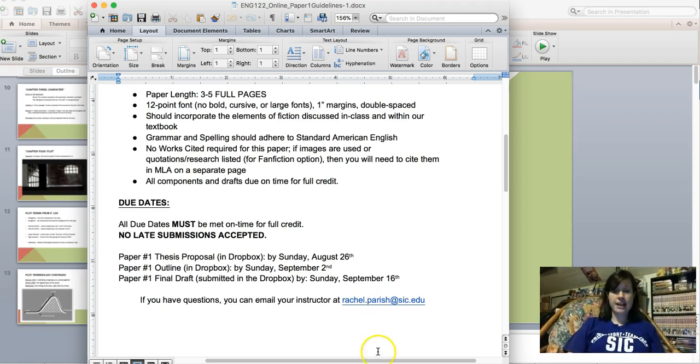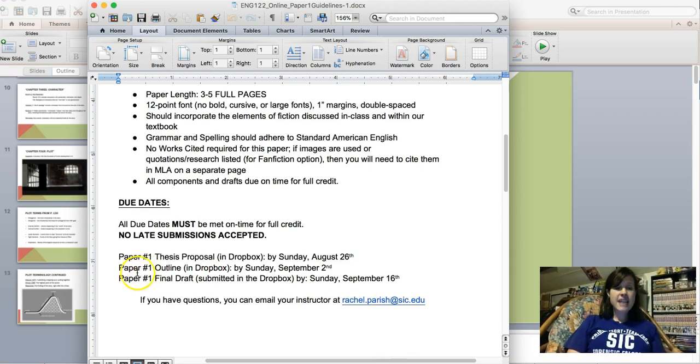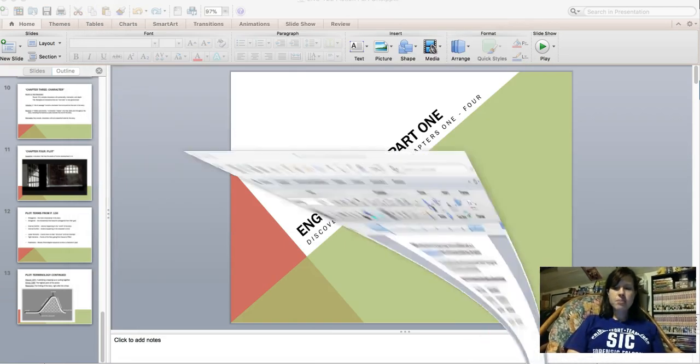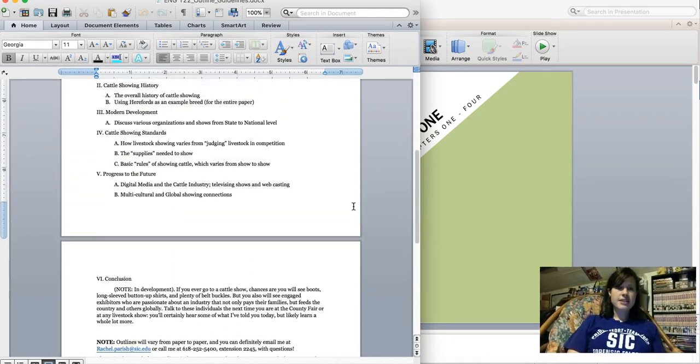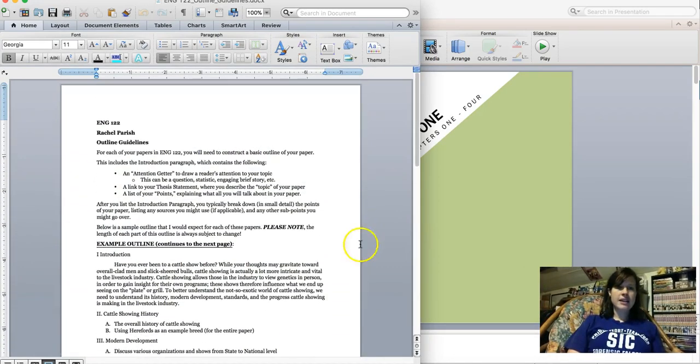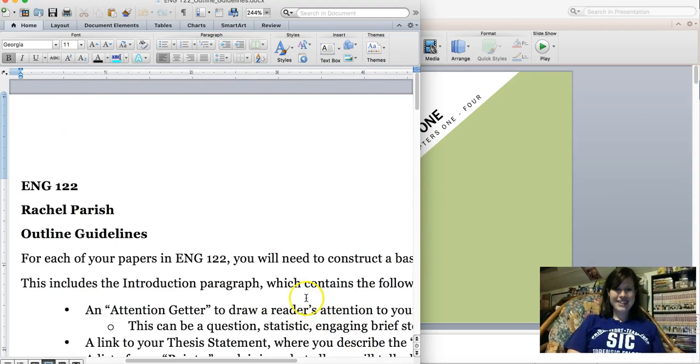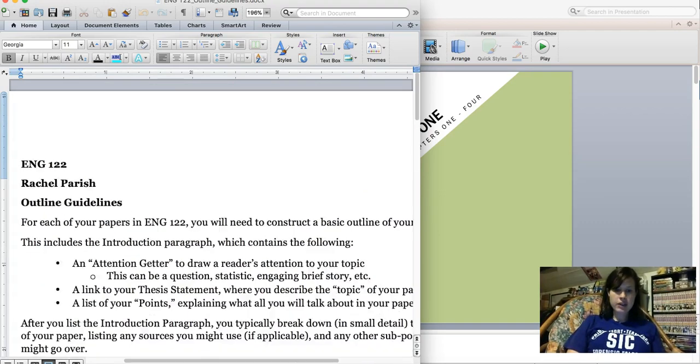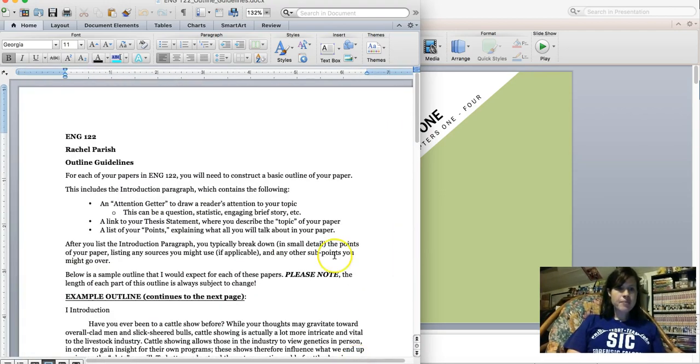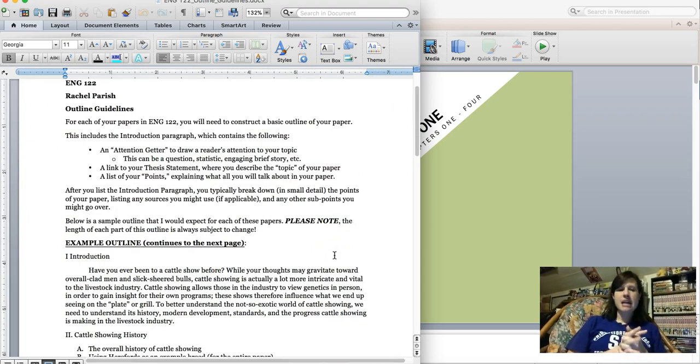I'm all for that. As far as the outline goes, let me pull that up real quick. I have put this outline guideline on our handouts. So basically, your outline assignment should include this. It should include your introduction paragraph.